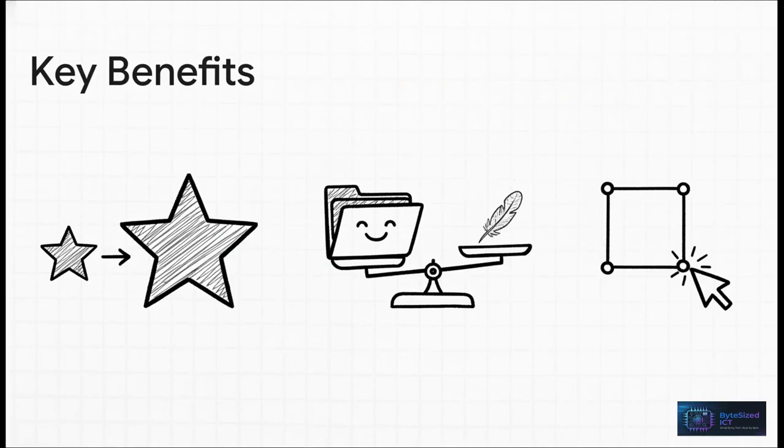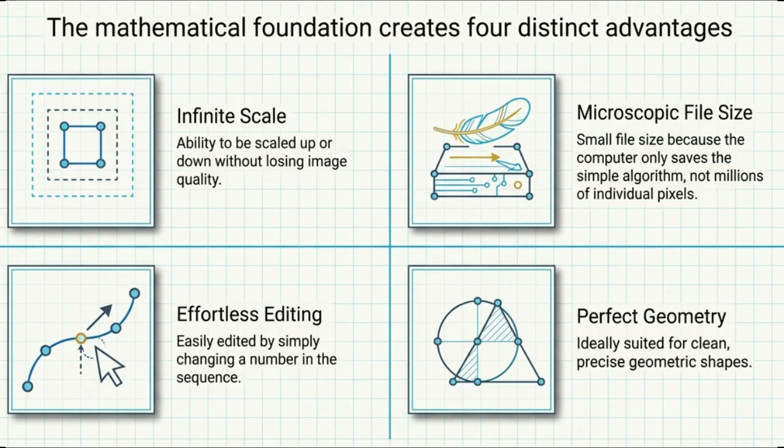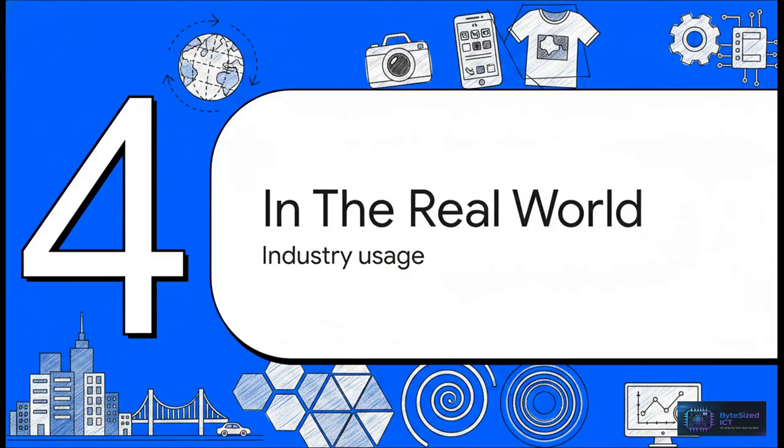So let's summarize the key benefits here for the class. First, as we literally just saw, vectors scale up or down without losing any image quality whatsoever. Second, because you're really just saving text-based instructions rather than millions of heavy pixels, the file sizes are remarkably small. Seriously, we're talking mere kilobytes for a really complex logo. And third, because it's all just coordinates under the hood, they are incredibly easy to jump in and edit later on.